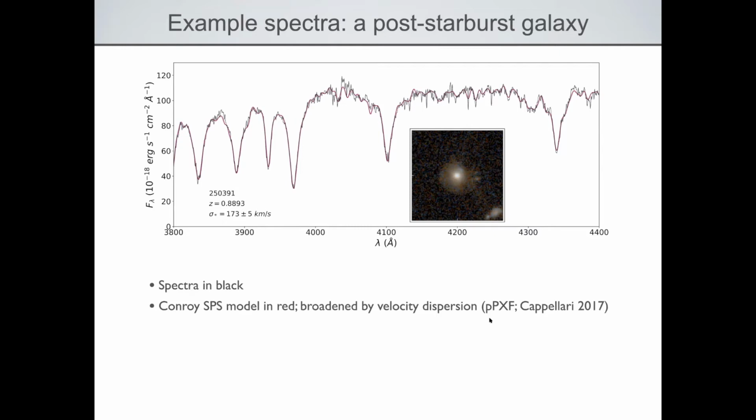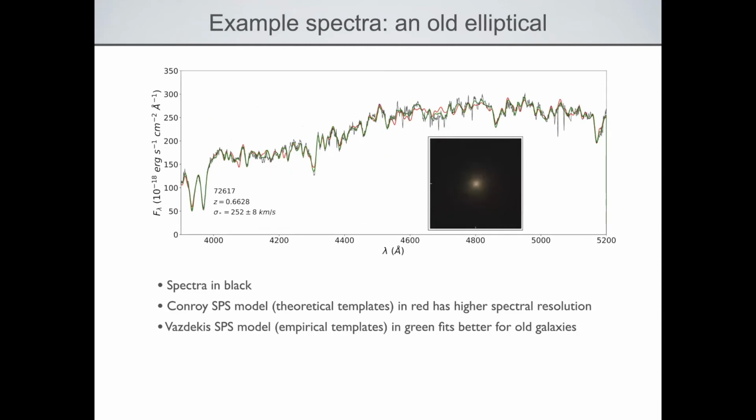That was all done by the pPXF code as published by Cappellari in 2017. And it all fits very well, and all those wiggles you see here are real information. If you look at an older elliptical galaxy at redshift 0.7, there are now 2 stellar population models. So it fits in the theme we've been discussing so far.